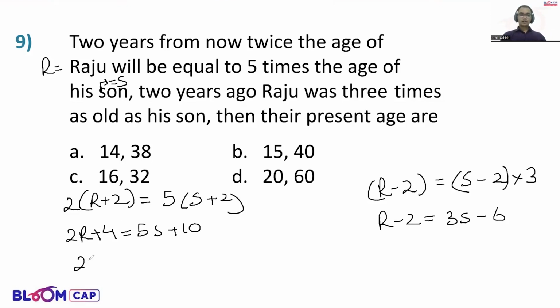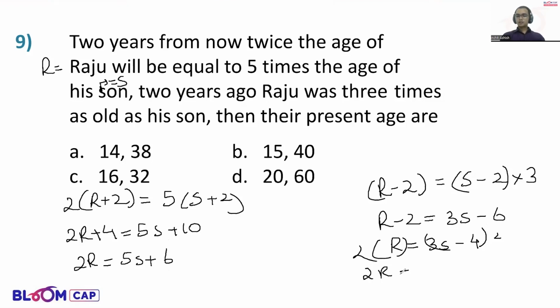Now what we can do from here is 2R is equal to 5S plus 6. Why plus 6? What is this 4? The 4 will go from here to here. 10 minus 4 is 6. Right? And R is equal to 3S. This is minus 2, so it will go there and become plus 2, minus 4. Okay. Now 2R is equal to this, R is equal to this. So here if we multiply both sides by 2, this also becomes 2R. 2R is equal to 6S minus 8.